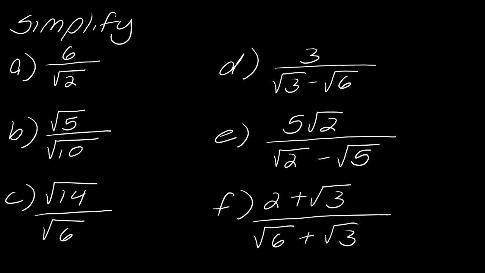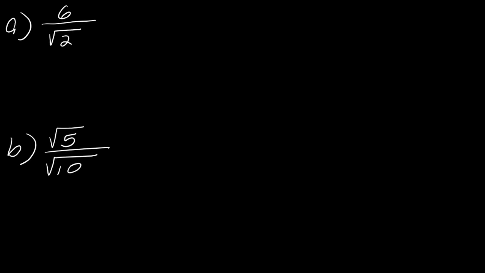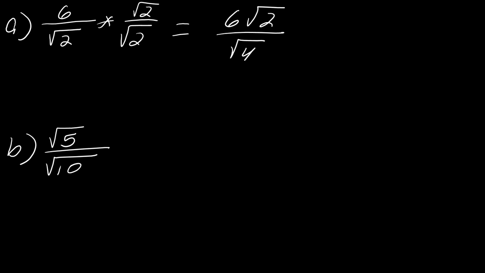Okay, so now we have a whole bunch of simplifying to do. Super fun times. Okay, so starting with this first one. So we talked about when you have just one single square root in the denominator, really all you have to do in that case is multiply by what is in the denominator, but whatever you do to the bottom, you have to do to the top. So this becomes 6 times the square root of 2 over the square root of 4. So this is 6 times the square root of 2 over 2.